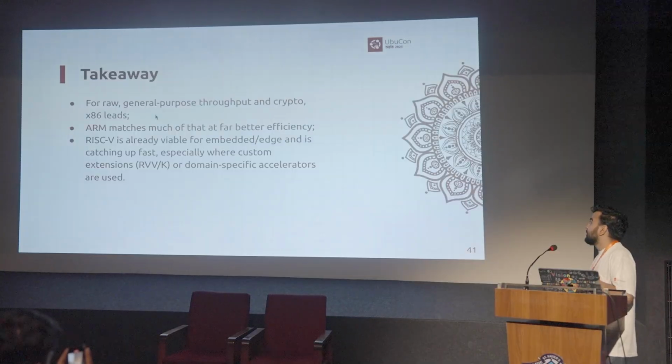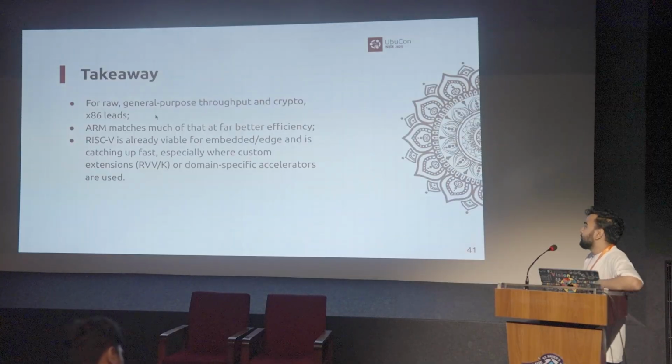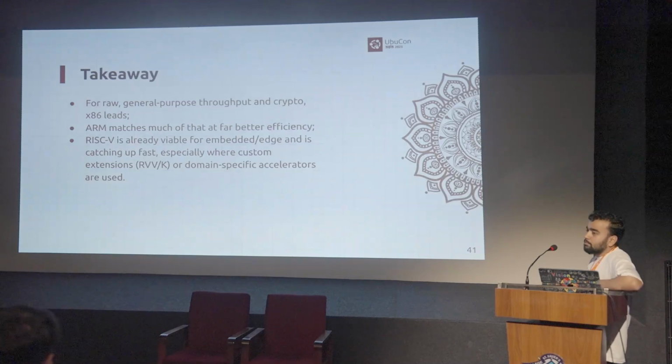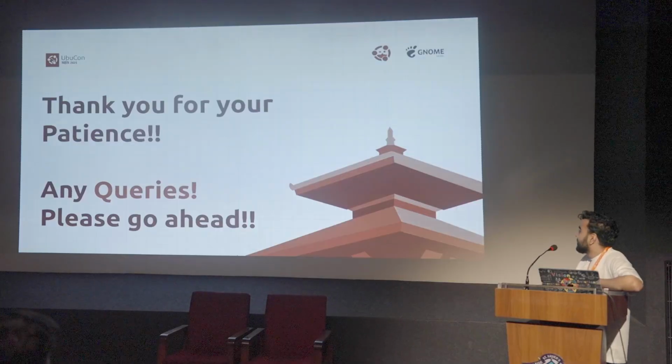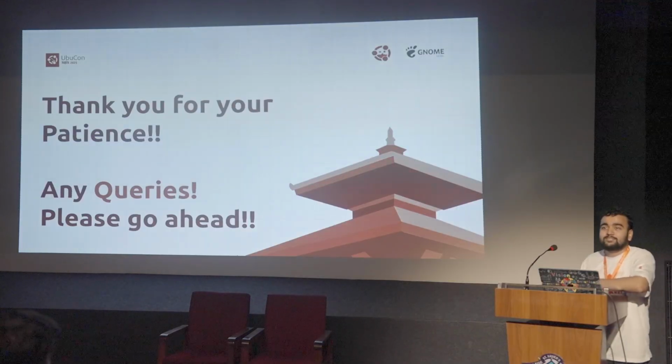And then what's the takeaway from today's session? Maybe for raw and general purpose throughput and crypto, x86 leads for now, but if we can customize, we are obviously the winner. ARM matches much of that at far better efficiency. We are talking about energy efficiency. RISC-V is already viable for embedded and edge devices, edge servers, and catching up fast with custom extensions, the RVV one we just talked about, and domain-specific accelerators. So thank you for your patience. Any queries? Please go ahead.